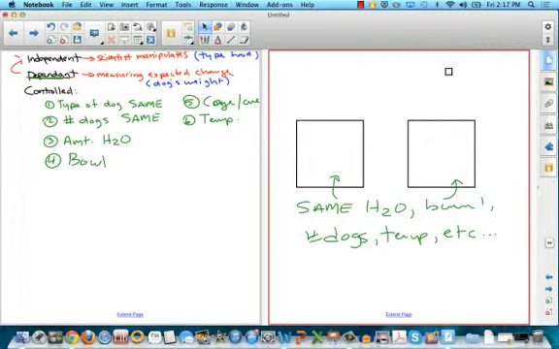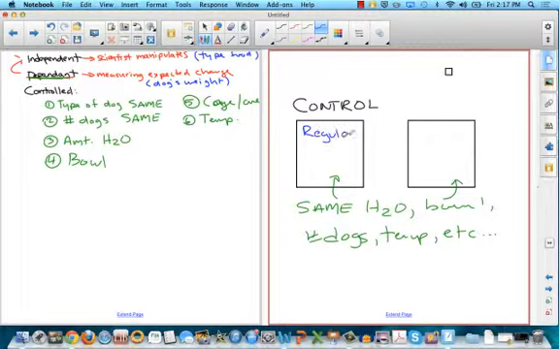In one of the groups, we're just going to call it the control group. The control group is going to have regular dog food. Right? Because we just want to see how those dogs' weight would change with regular dog food. They are controlled. They are not exposed to the independent variable.